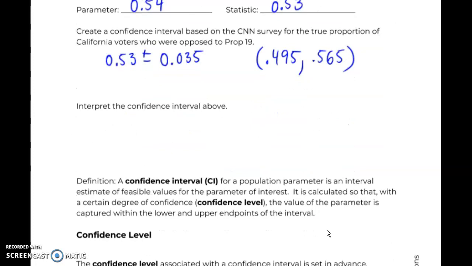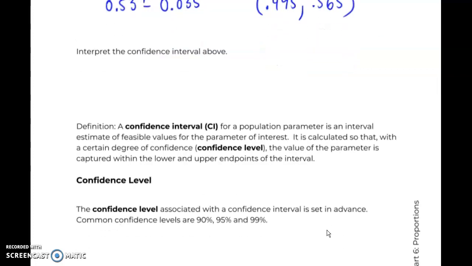So our confidence interval is actually a range of likely values. And when we calculate this, we have a confidence level that tells us how confident we are of actually capturing our population proportion. The most common confidence levels are 90%, 95%, and 99%. So we can either be 90% certain, 95%, or 99% certain, but we can certainly use other values as well.